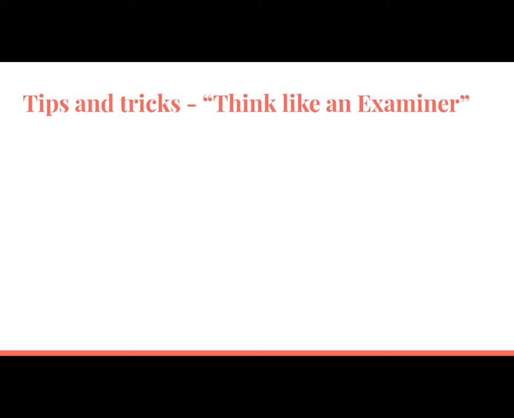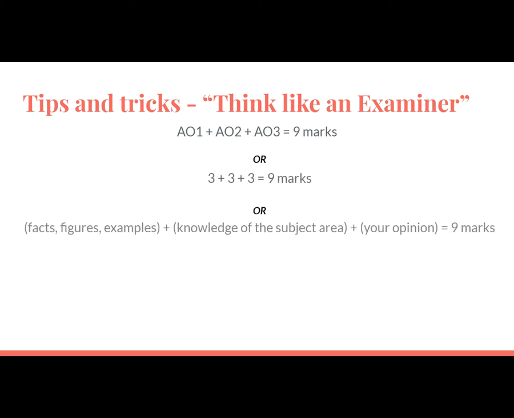So first things first, think like an examiner. Hook the examiner. More thinking, less inking. More think, less ink. So the mark scheme has 3 assessment objectives worth 3 marks each, and you want to get to the third, the highest mark, for each one. What do those mean then? Well, 3 plus 3 plus 3 equals 9. Well done.